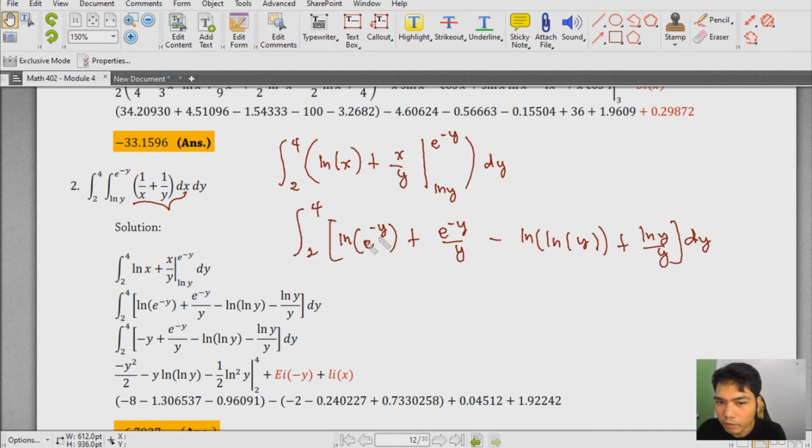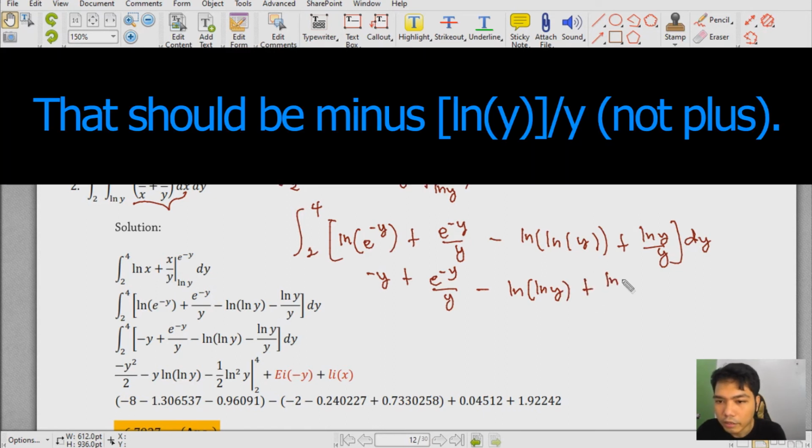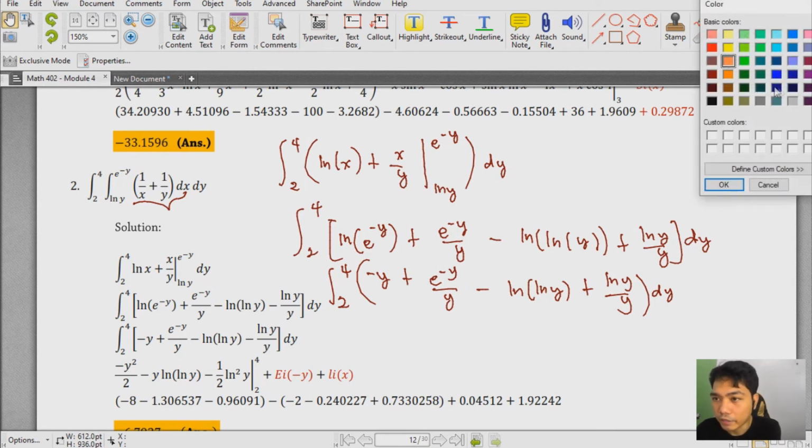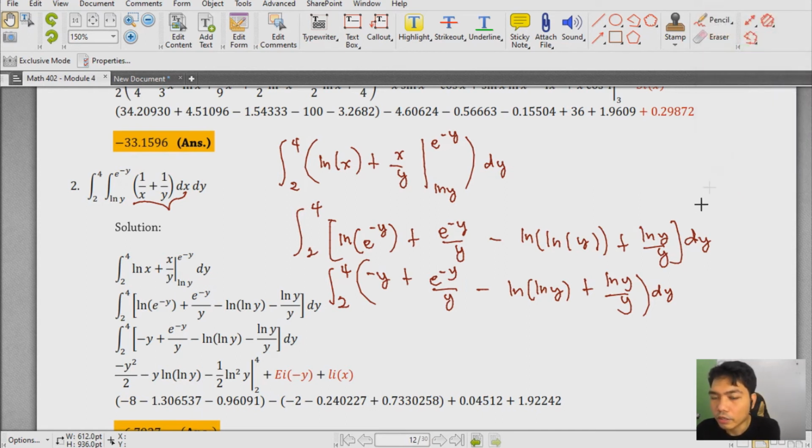Okay, and then ito, diba, it simplifies to negative y, and then plus e raised to negative y over y, and then minus ln of y, wala tayong magagawa dito, and then plus ln of y over y. This is dy, and then from 2 to 4. So as you can see, let's encircle or box yung mga pwede nating ma-integrate dito na through our previous lessons. So this one, basic integration procedure. This one, we can think of this as e raised to negative y over y. May kamukha yan dun sa previous natin. So let's just have it mamaya.